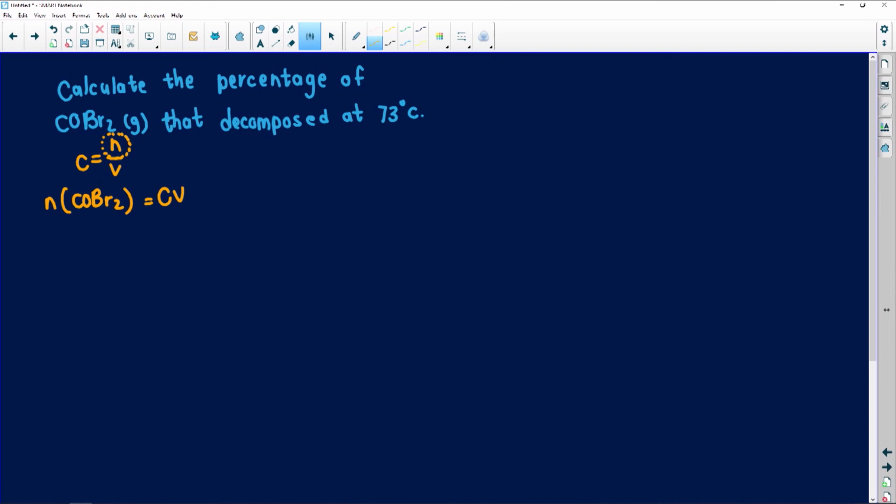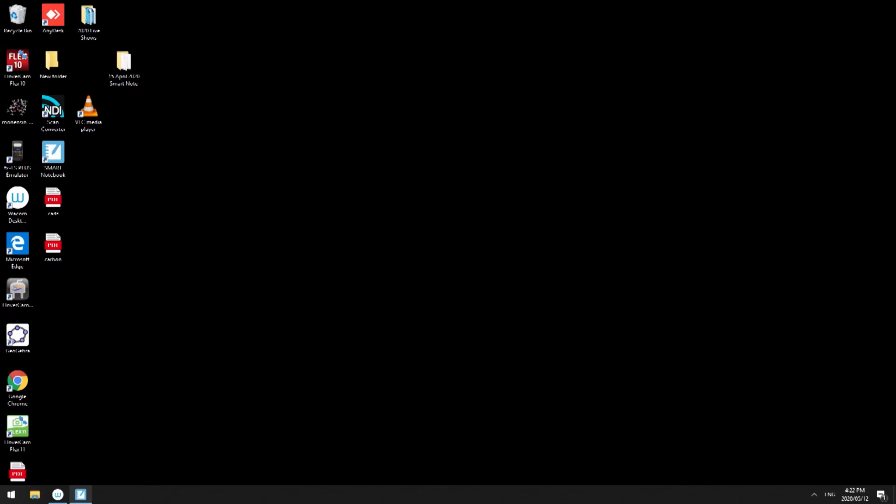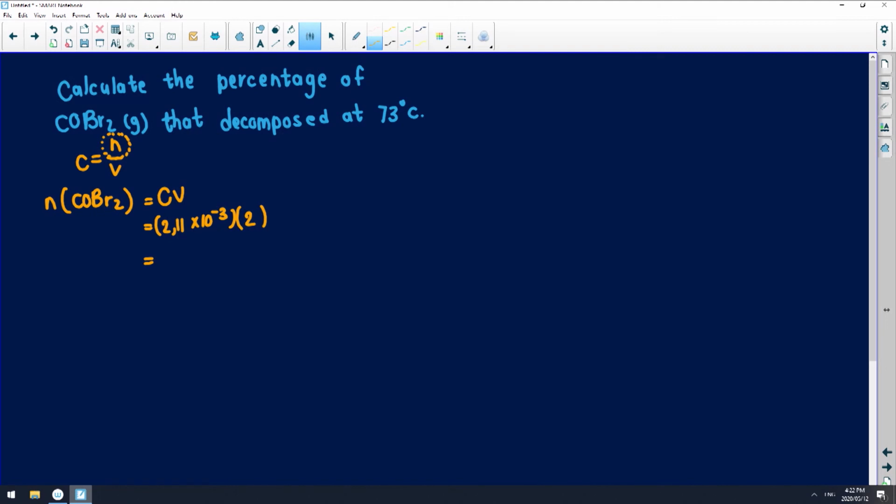So now these are the moles that I will be looking for. I know that the concentration on the other side was 2.11 times 10 to the negative 3. The question told us that it was in a container which is 2 cubic decimeters. So let's put that in a calculator. Oh, I've lost my calculator again. Let me just use mine here. So I've got 2.11 times 10 to the negative 3, and I'm multiplying that by 2.